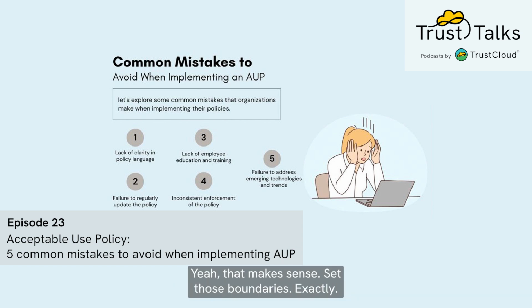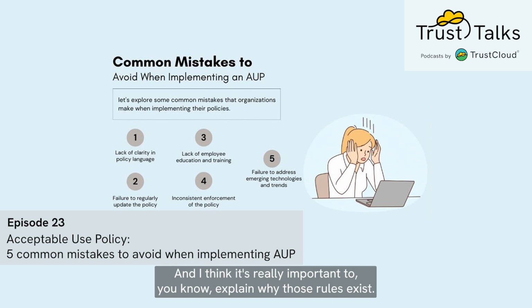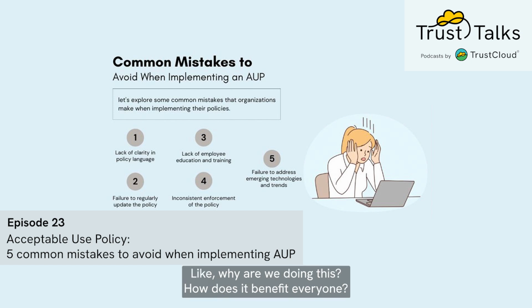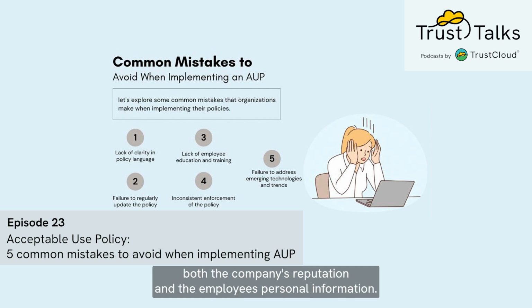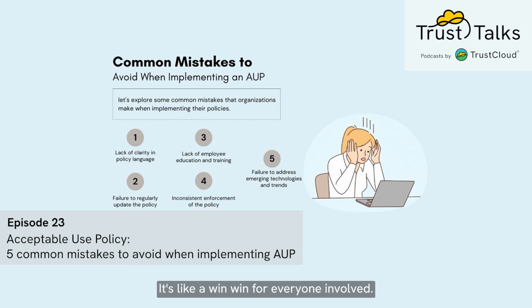Set those boundaries. Exactly. And I think it's really important to explain why those rules exist. Like, why are we doing this? How does it benefit everyone? Yeah, I agree. Don't just tell people what to do, but explain the reasoning behind it. Exactly. Like, you could explain how protecting sensitive data helps to safeguard both the company's reputation and the employee's personal information. It's like a win-win for everyone involved.